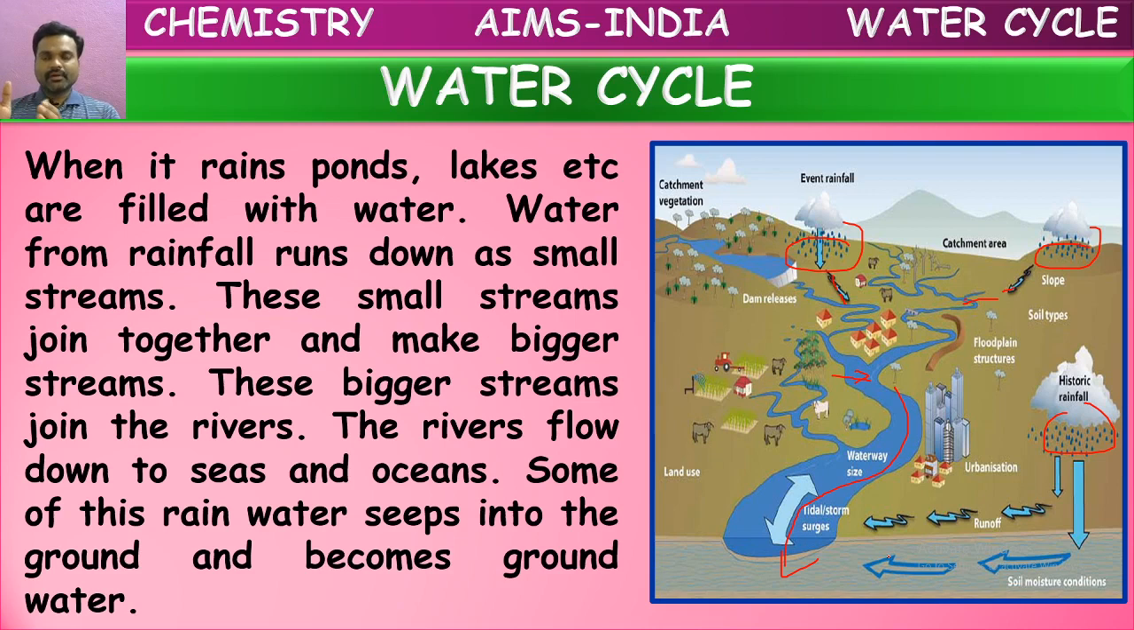So the rainwater forms small streams first. These small streams, so many, combine together to form bigger streams. These bigger streams join into the rivers. This river water finally reaches seas and oceans. This way, rainwater finally reaches seas and oceans.